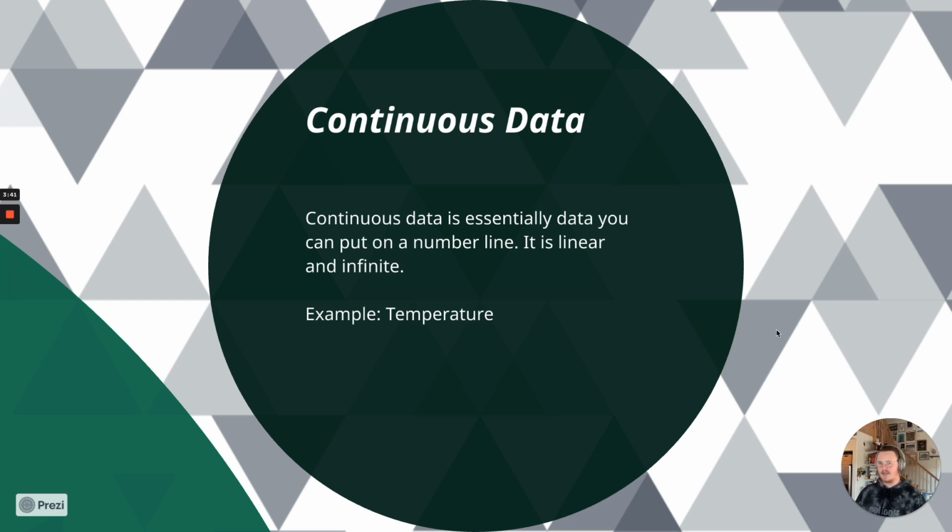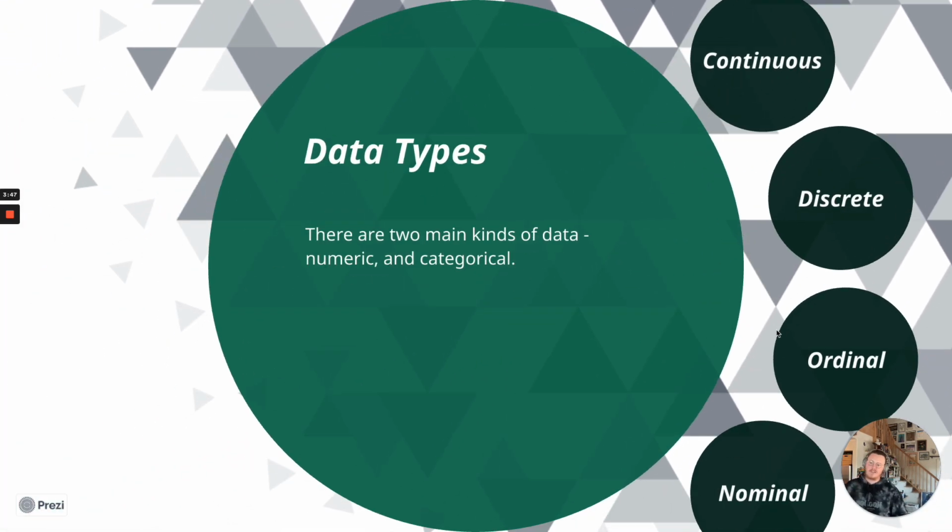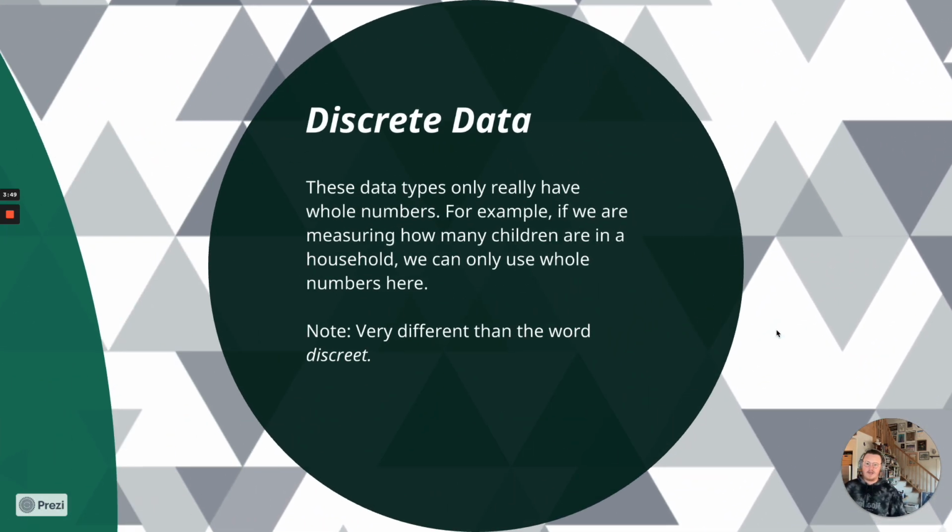And again, the more precise you get with it, it can be infinitely precise as you get into those details. Alternatively, we have discrete, and again, this is numeric, this is numbers, right? But these data types really only have whole numbers, right? Like how many apples did I have for lunch? 5. That also is a lie.